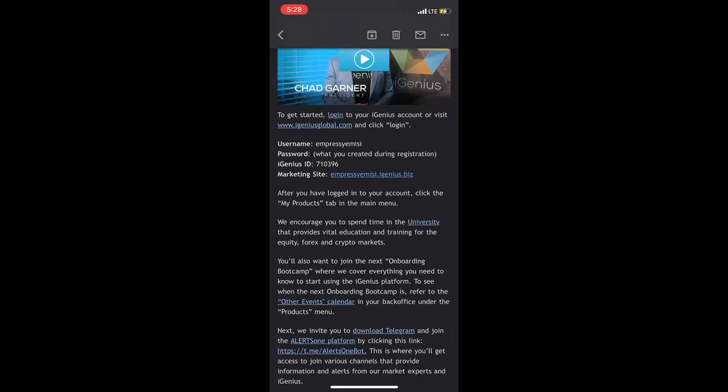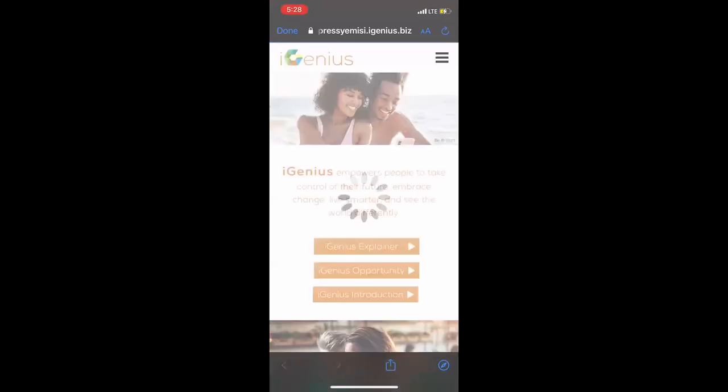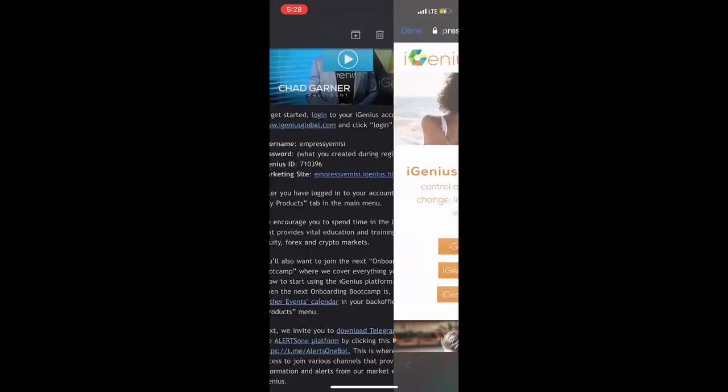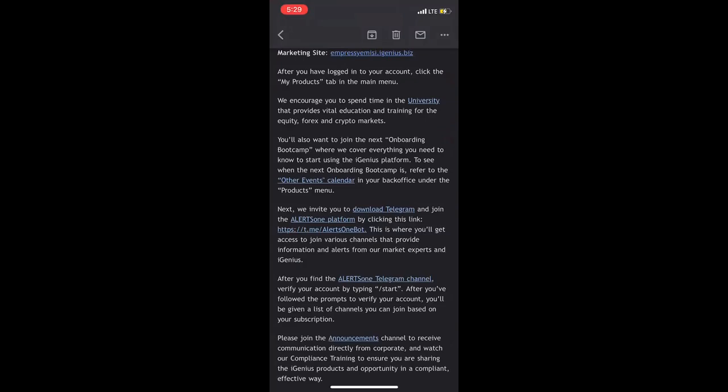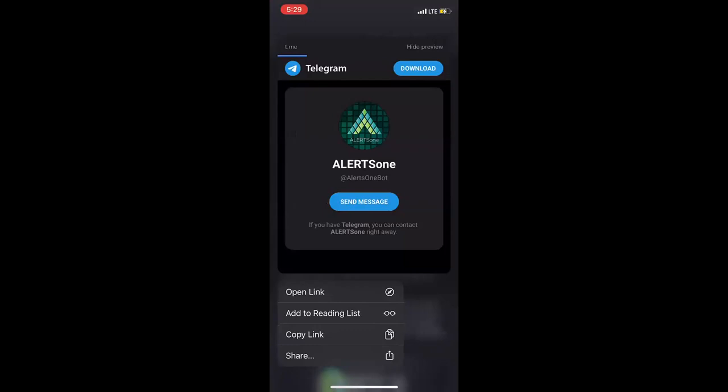If you read all the way down, you're going to see where it says, next, we invite you to download Telegram and join the Alert One platform by clicking this link. So that's the next thing we want to do. Click on that link, the one that has t.me. Not this one. Let me see, go back. Look, go down, look at what I'm talking about. Next, we invite you to download Telegram. Yeah, that's the link you're supposed to click.